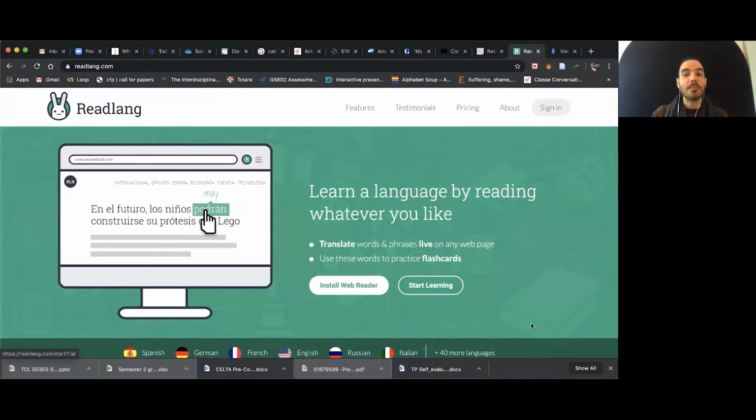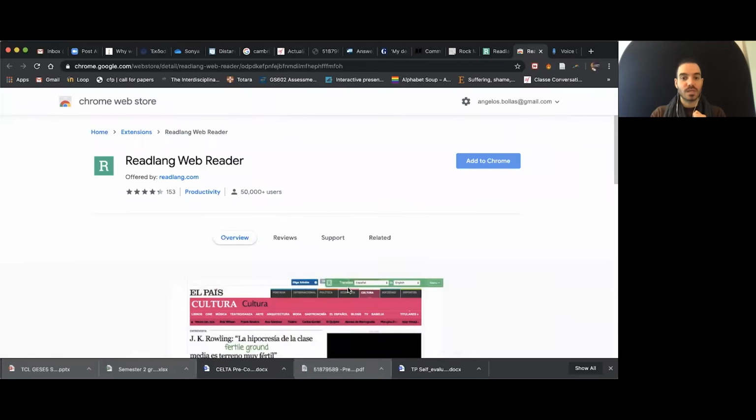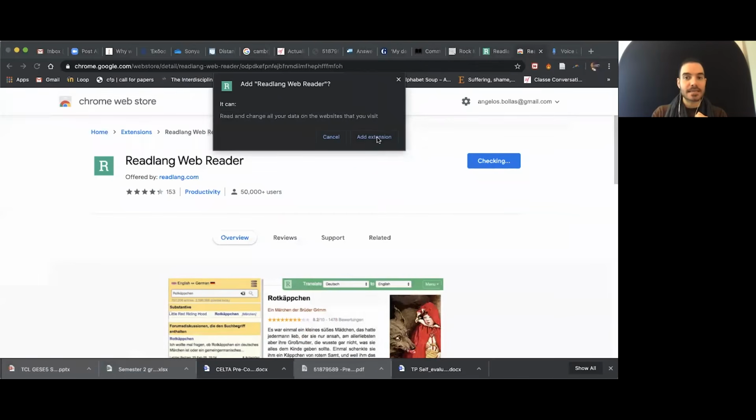So this is the website. This is what it looks like. Okay. The one thing you need to do is come here and click Install Web Reader. I will click on it now. It says add. I will add it. Yes, add the extension.